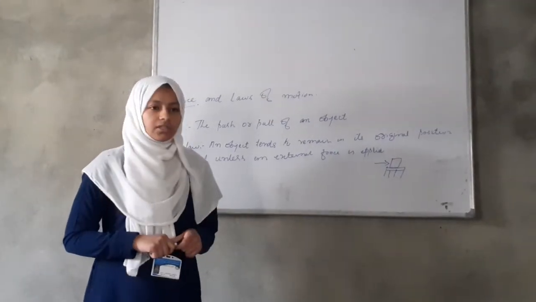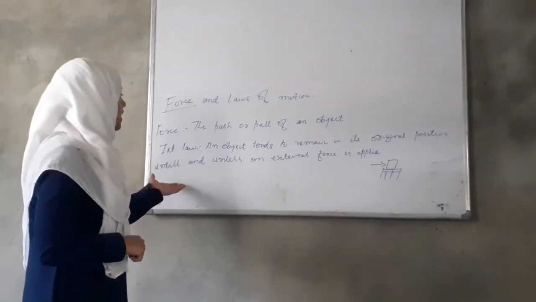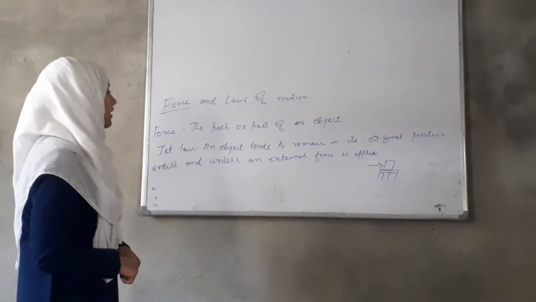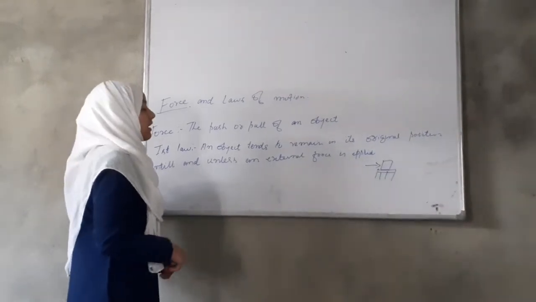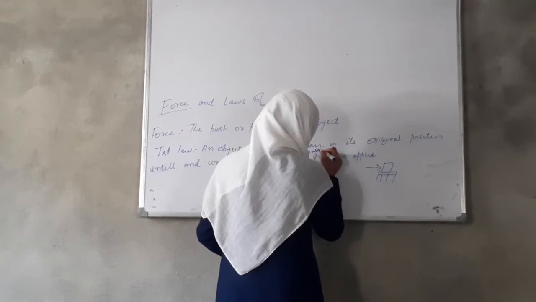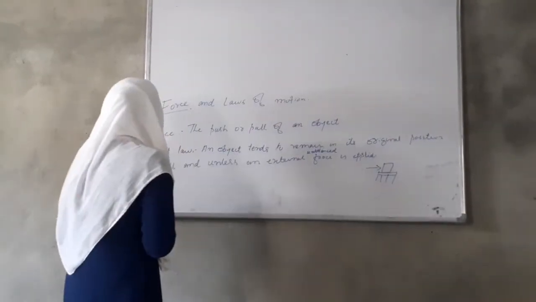And what can change it? Only unbalanced forces can change it. This is in simple words: an object tends to remain in its original position until and unless an external unbalanced force is applied. Now second law.